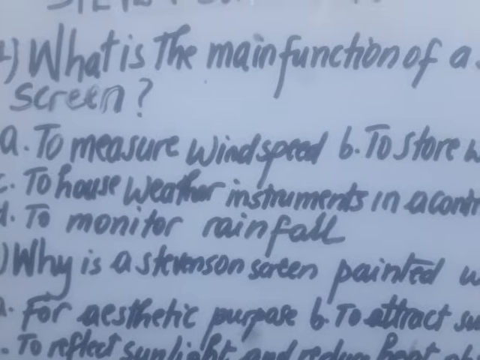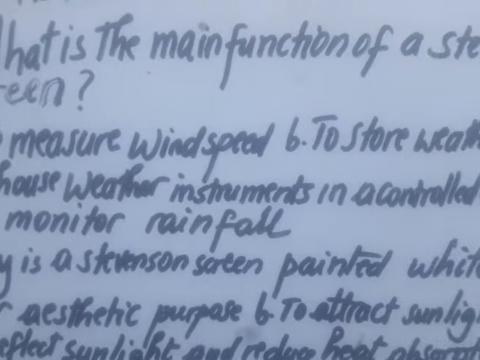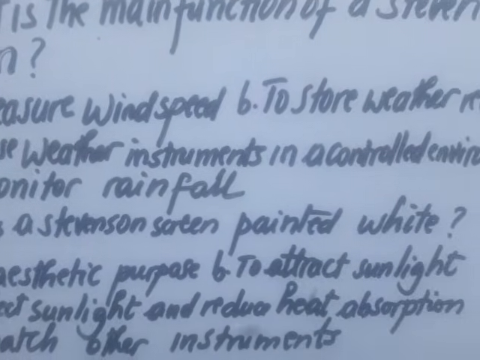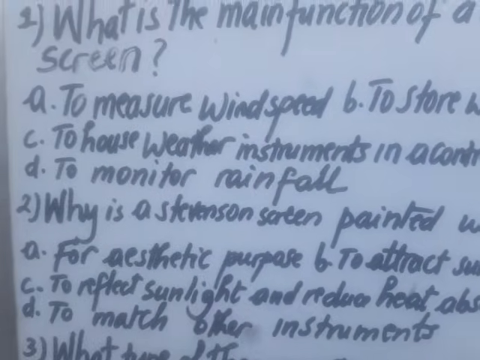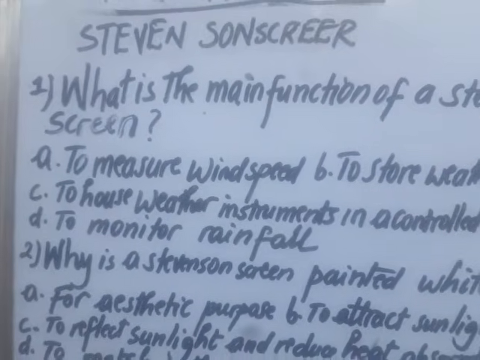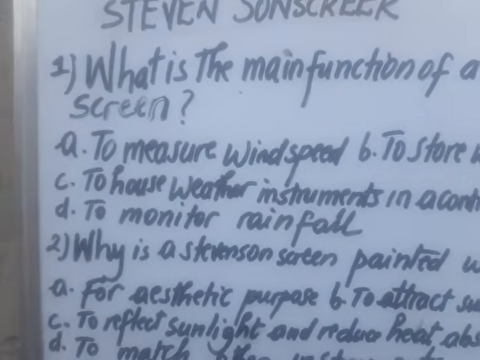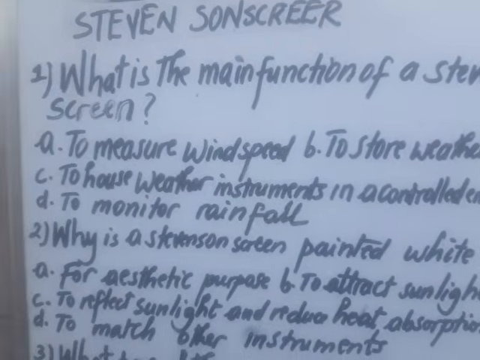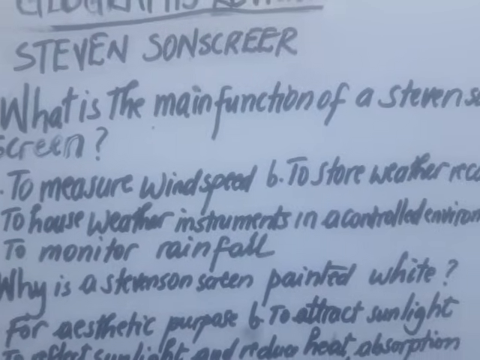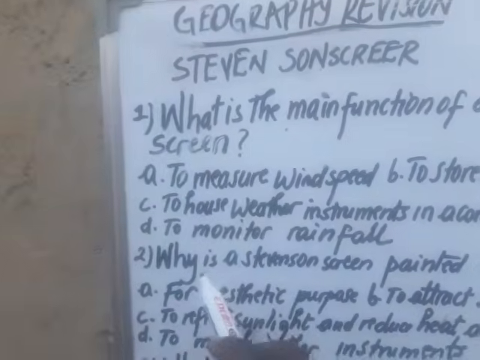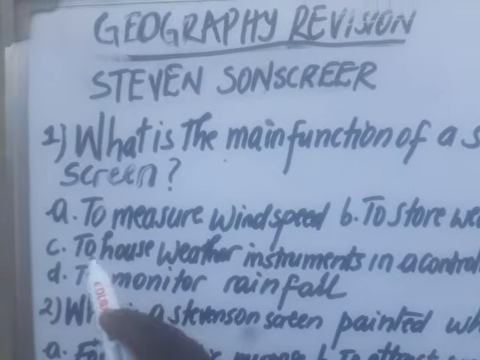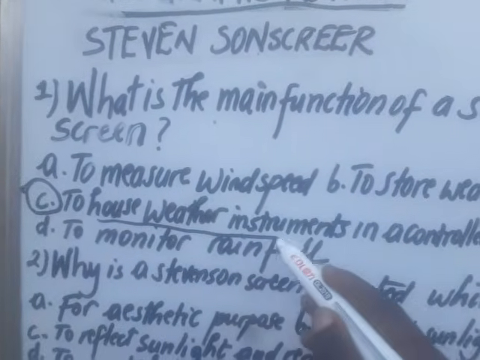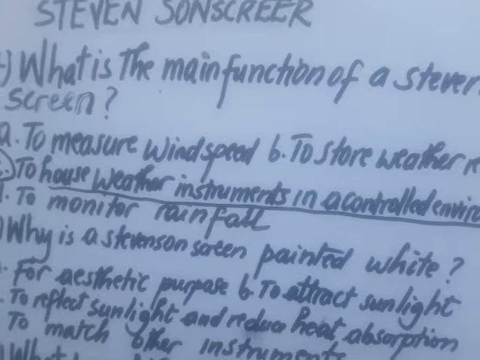A, to measure the speed of wind, or wind speed. B, store weather records. C, to house weather instruments in a controlled environment. D, to monitor rainfall. So the correct answer is C, where the main purpose of a Stevenson screen is to house weather instruments in a controlled environment. So therefore the correct answer is C.